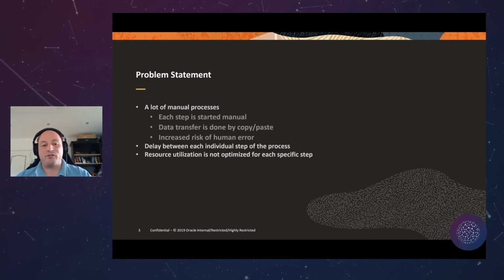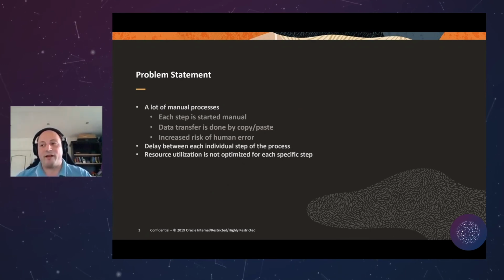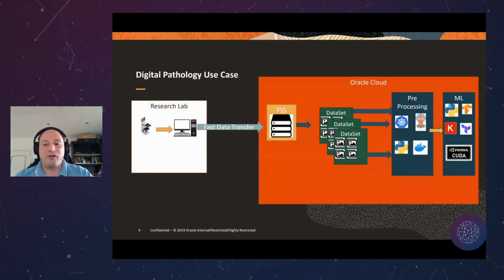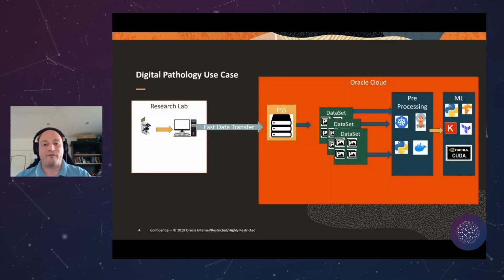And also the resource utilization is not optimized. As I explained in the previous slide, depending on the steps, you need different infrastructure for it. So this is a visual model of how this looks for them.